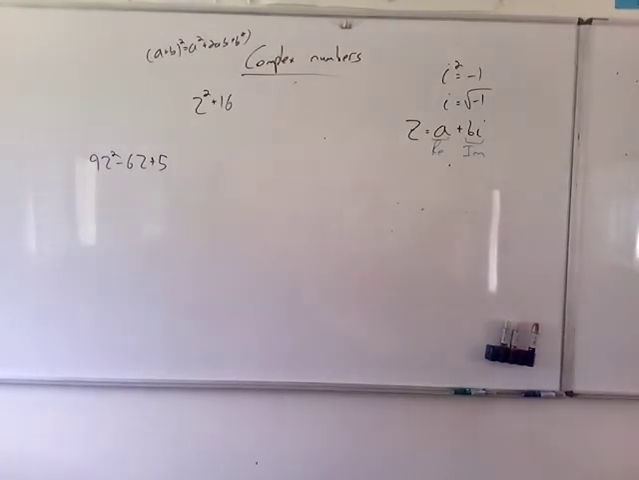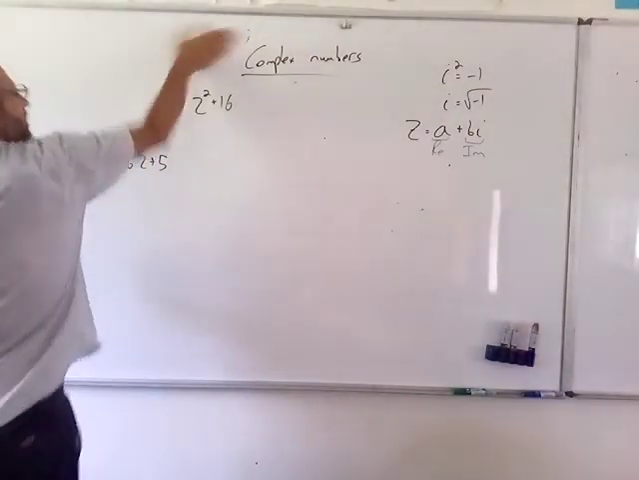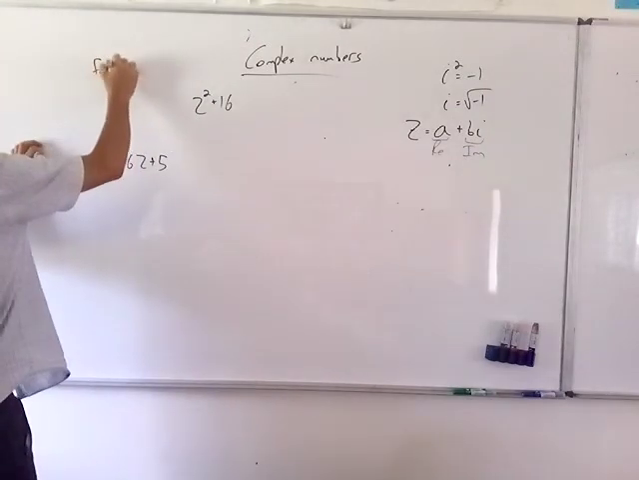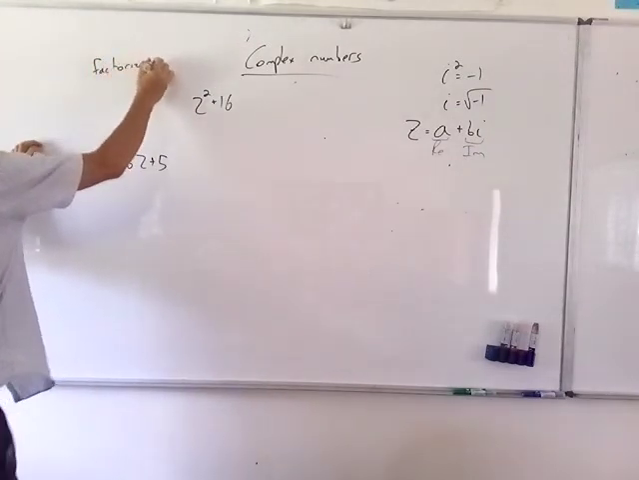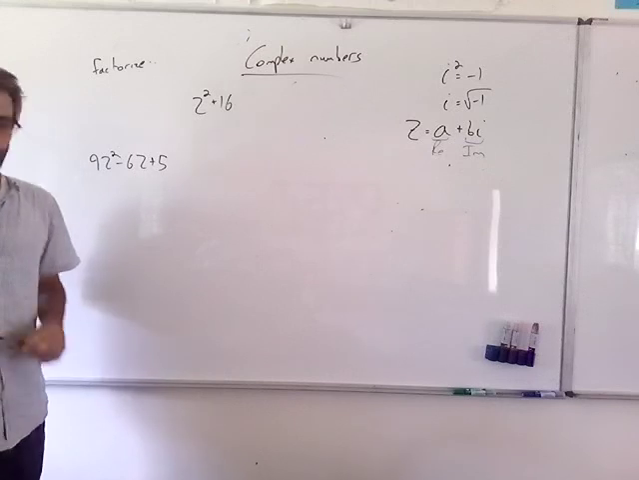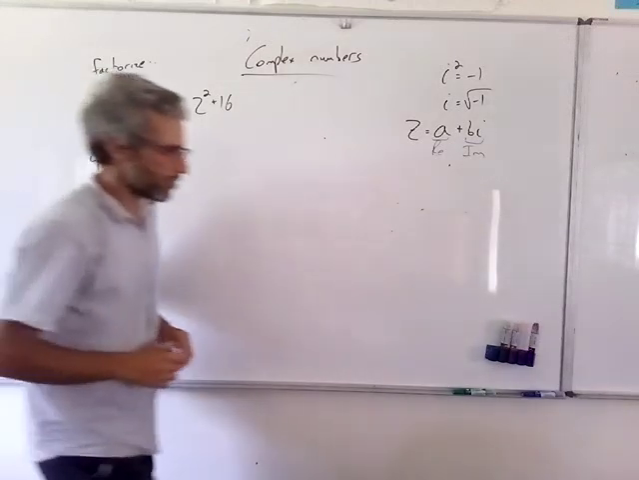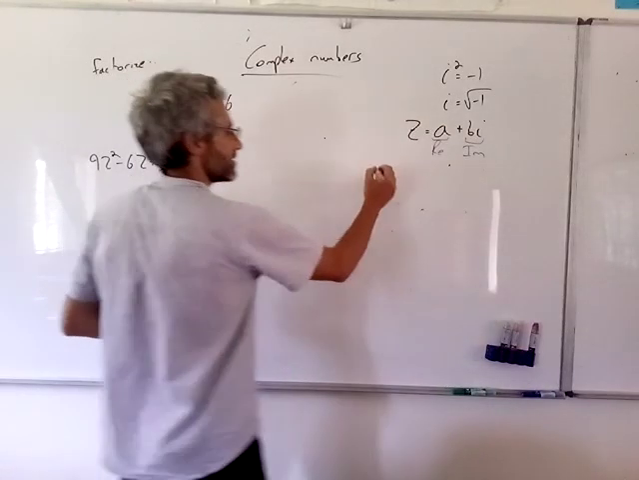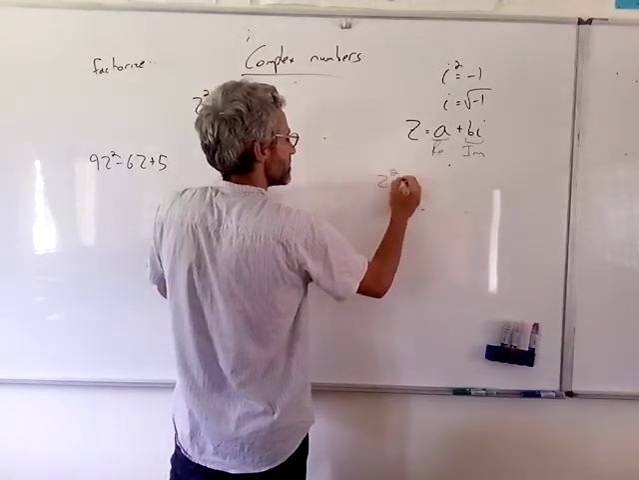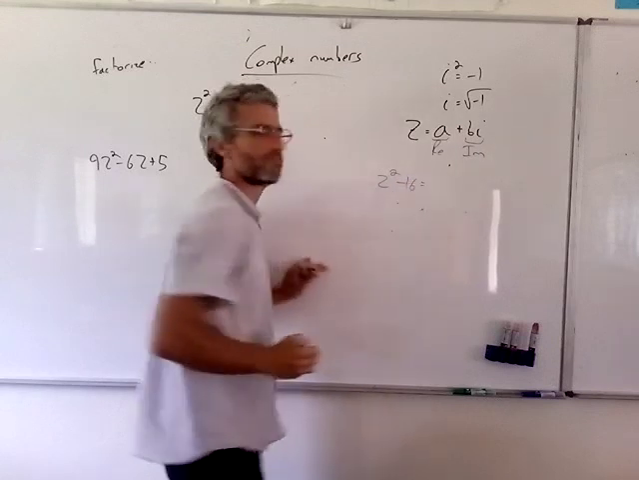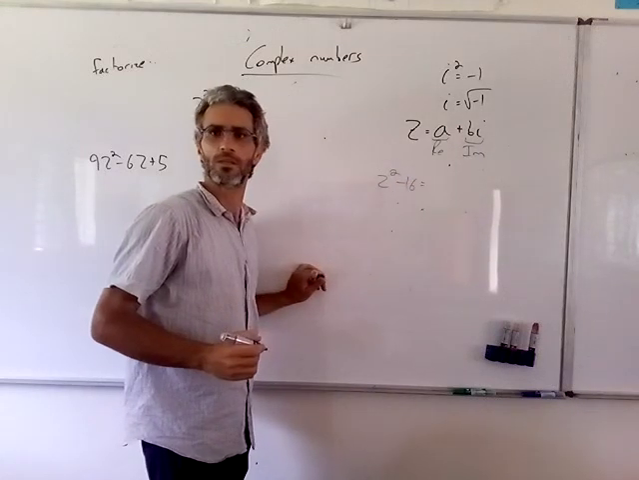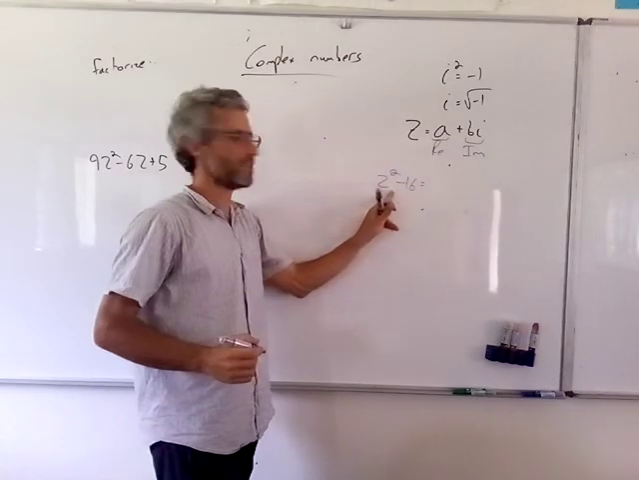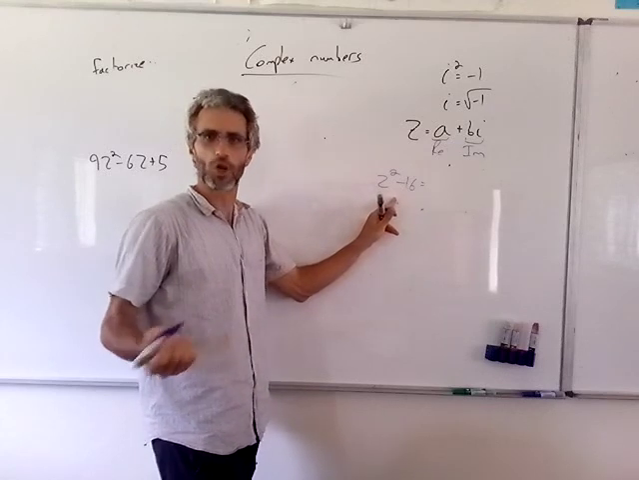Okay, so what we're asked in these kinds of questions is to factorize, right? Factorize the following. Now, you know, I do that with the grade. Actually, in fact, you do it in grade 9. Okay? So let's start with this. Let's say z squared minus 16. How would I factorize it? What kind of thing does this look like?